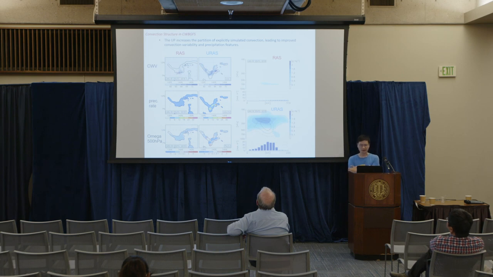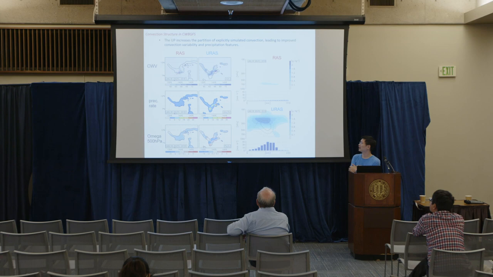So if you look in detail into the convective system, here's an example of the simulated convective system over the ocean. The left column is the RAS and the right column is the URAS. It's easy to see that you've got larger variability of the moisture inside the URAS convective system, and hence the higher precipitation rate there.